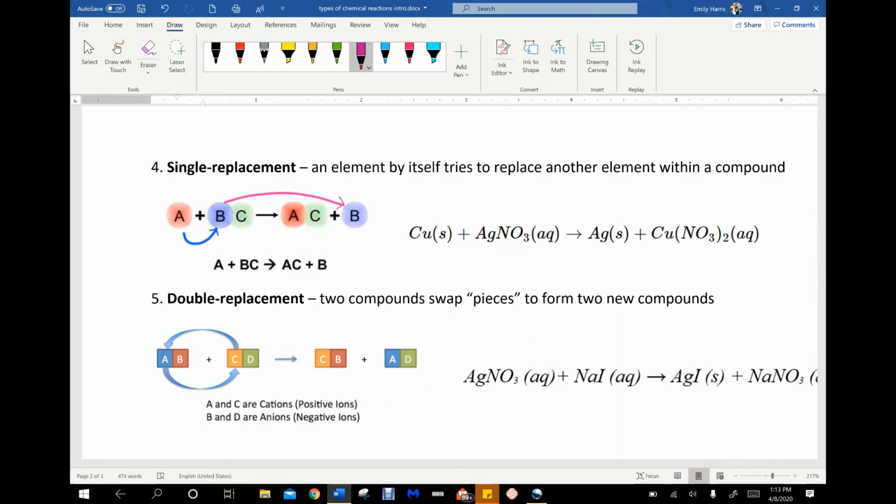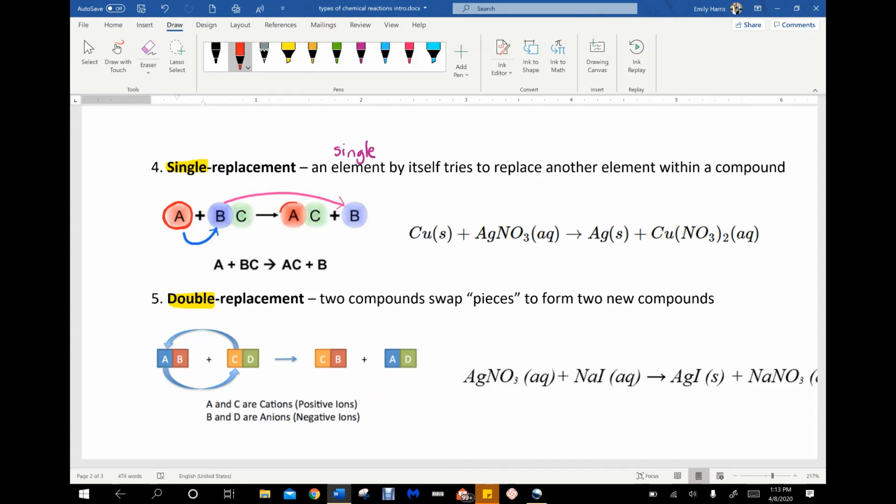And so the key to help you distinguish between these two are going to be the words single and double. In single replacement, what you're looking for is a single type of element by itself, okay? And what it's going to try to do is replace another element within a compound. For example, we have substance A, this red circle here. It's a single element by itself, and it's trying to replace element B, which is a part of a compound. So what happens, A and B will swap places.